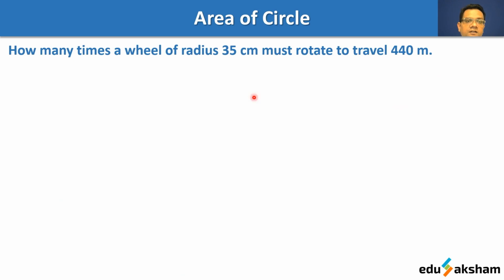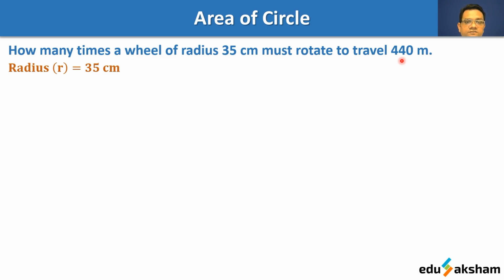Here is one more example. How many times a wheel of radius 35 centimeter must rotate to travel a distance of 440 meter? So there is a wheel of 35 centimeter radius. Now if we find the circumference of the circle in one rotation, we know that distance the wheel will cover. So how many rotation will be required to cover distance of 440 meter? That we have to find.